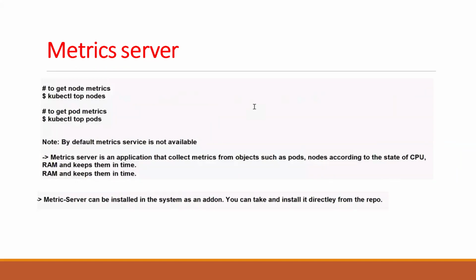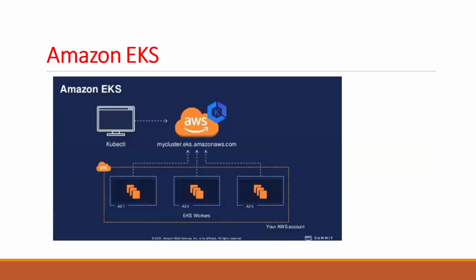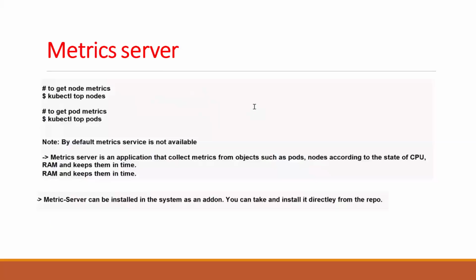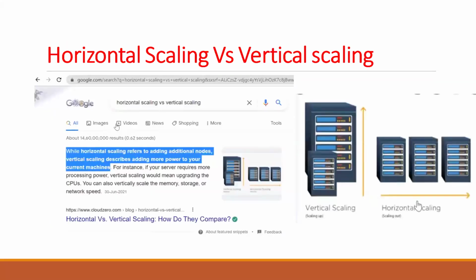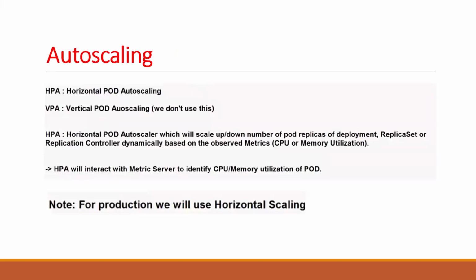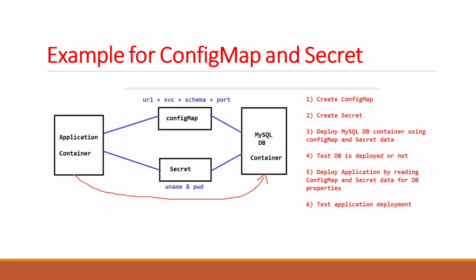By default, the metrics server is not available. The metrics server is an application that collects metrics from objects such as pods and nodes, according to the state of the CPU and RAM, and keeps them. It can be installed in the system as an add-on, directly from the repo. You can install it and verify it. If the CPU and memory utilization is high, it automatically brings up another pod.